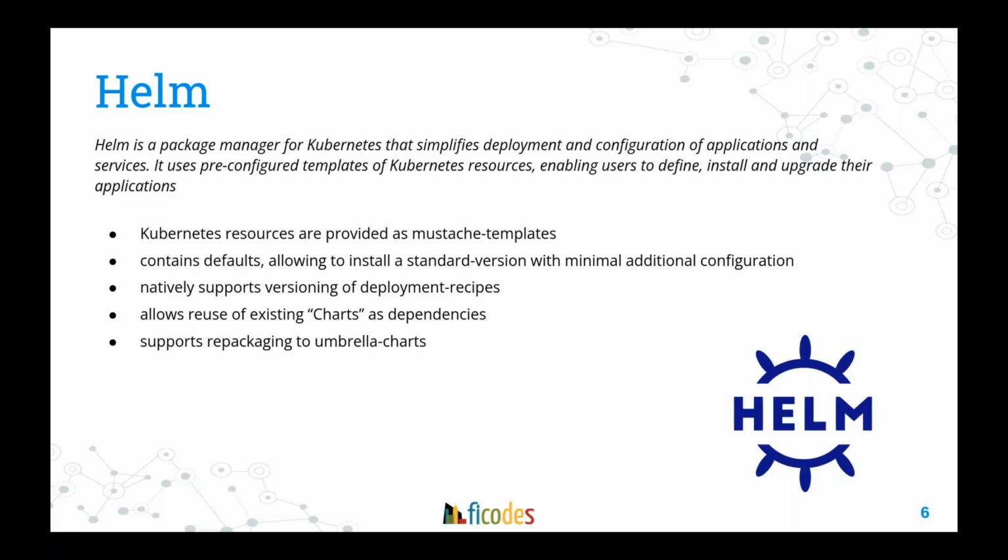It also allows us the reuse of existing charts as dependencies. So if we want to reuse a component, like for example Keycloak, as part of our data space connector, we don't have to write our own Helm chart and deployment recipes, but instead can use existing ones as a dependency. And it also supports repackaging of a set of charts into umbrella charts, which is very important for us and what we heavily use for the data space connector, as you will see in the next minutes.